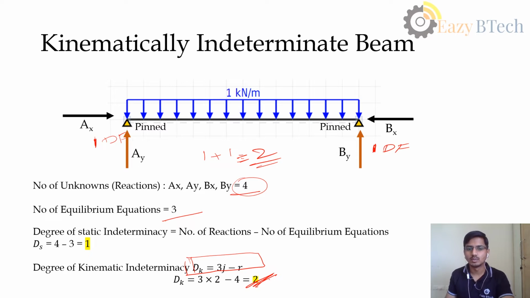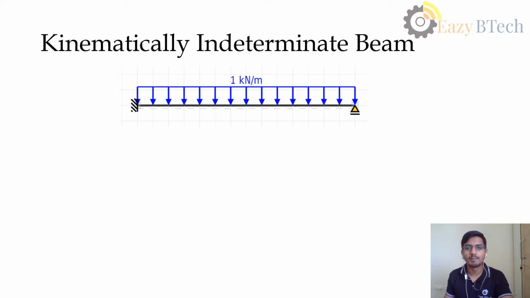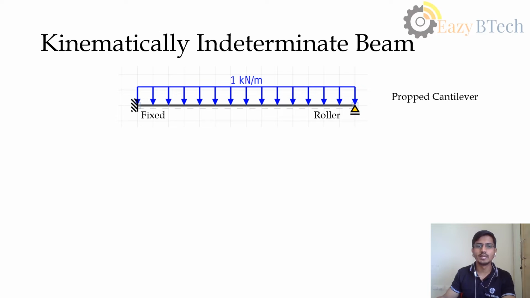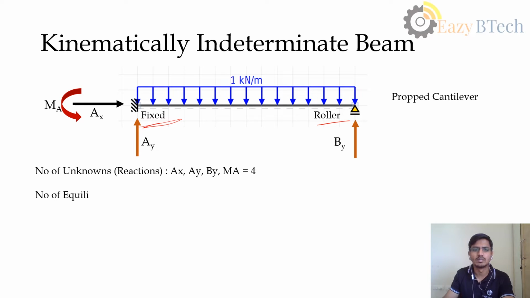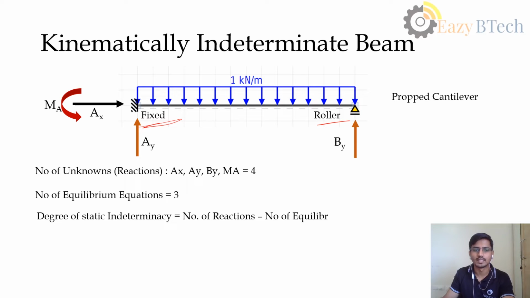Okay, this is one. Let us solve a proper cantilever where one end is fixed and the other end is a roller. At the fixed end we have 3 reactions, whereas for the roller we have 1 reaction, that is in the vertical direction. Now let us find the degree of static indeterminacy. The number of reactions is 4 and the number of equilibrium equations is 3. So the degree of static indeterminacy is the number of reactions minus the number of equations, that gives me 4 minus 3, which is 1.